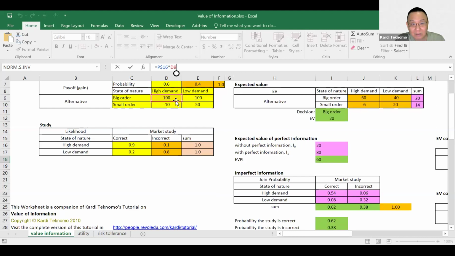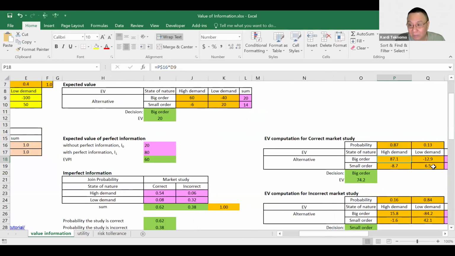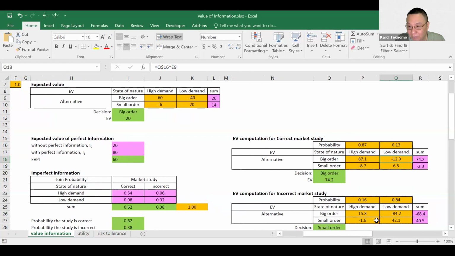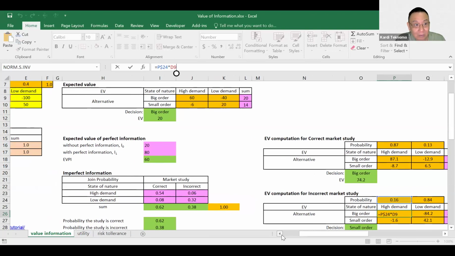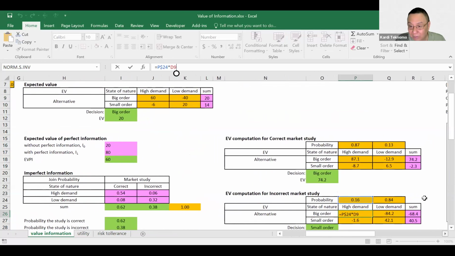You see that? This is the payoff matrix. Okay. Multiply by the payoff to get that value. The same thing here. This is multiplying the payoff with the new probability. Okay. The same thing for this one also, the payoff. D9 represents the payoff for high demand, big order. Let me show you this one. Okay. So then you can compute everything.